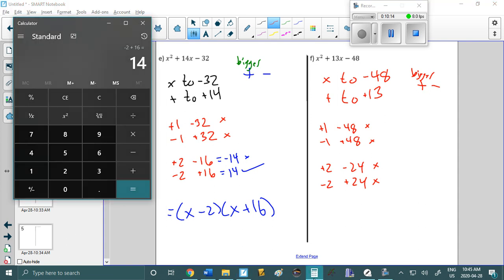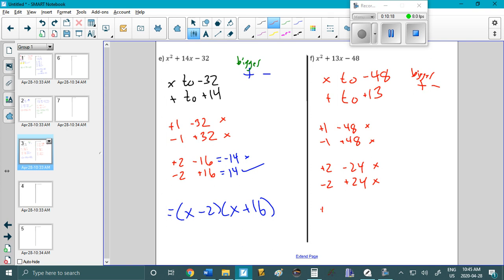All right, so 2 minus 24 is negative 22. No deal. Negative 2 plus 24 is positive 22. No deal. We keep going. 48 divided by 3 is 16. So plus 3 minus 16, negative 3 plus 16. Remember, we said the bigger number is positive. So if it's going to be one of these, this has got to be the one.